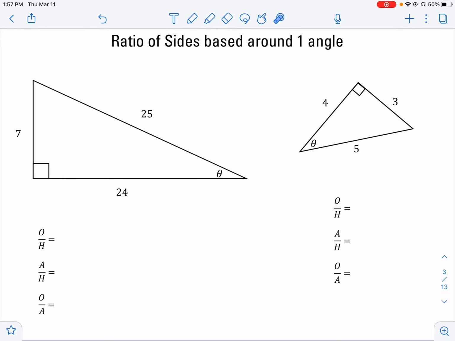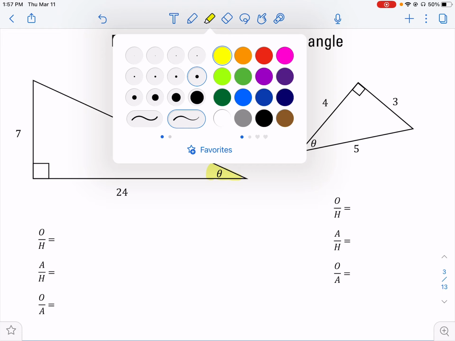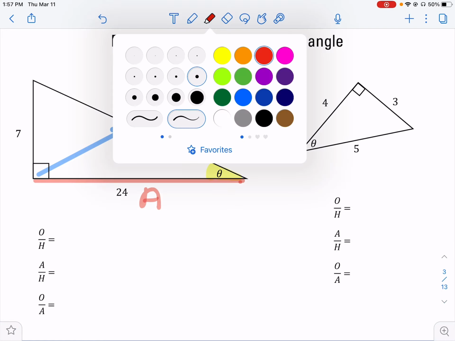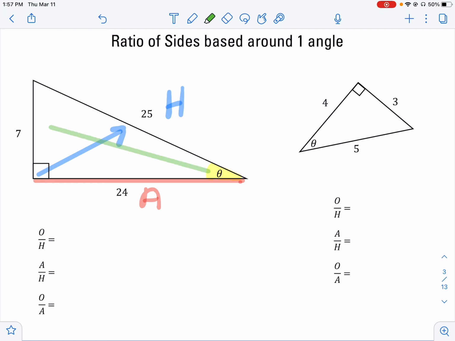So here we have some practice. The first thing you always want to do is locate which angle you're talking about. Oftentimes it'll be identified as theta, which is just the variable we use for an unknown angle. So now I can find my sides. I'd like to start with my hypotenuse. The other side then that is touching my angle is going to be my adjacent, meaning that the one across from it is my opposite.